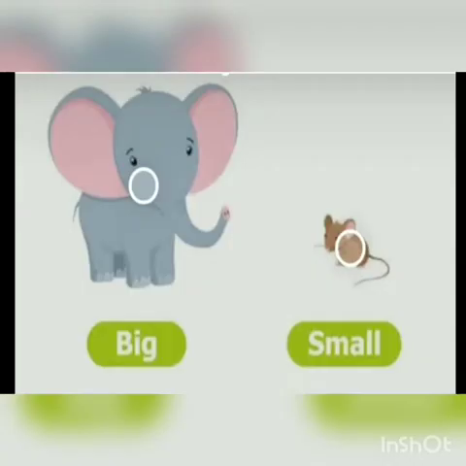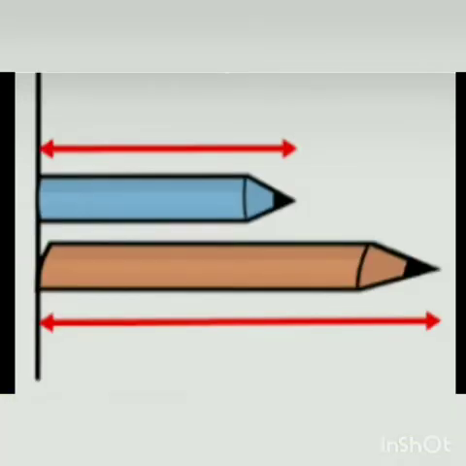Also, an elephant is larger or bigger in size. Sometimes the quantities or the objects will be the same, and we have to compare. For example, here are two pencils. Both objects are pencils, but since there is a difference in the length that can be identified by our eyes, we can say which pencil is smaller and which is larger. This is smaller in size and this pencil is larger.